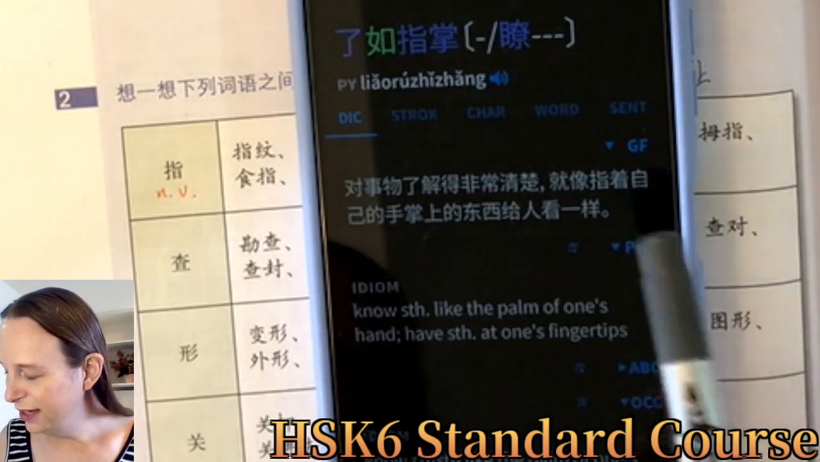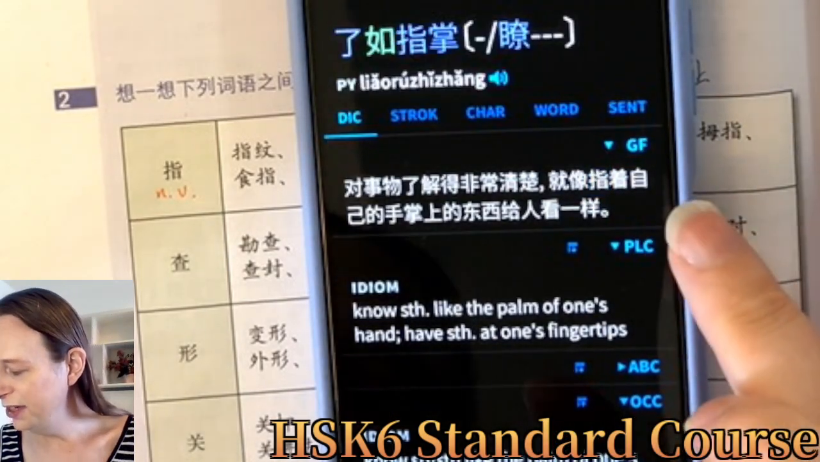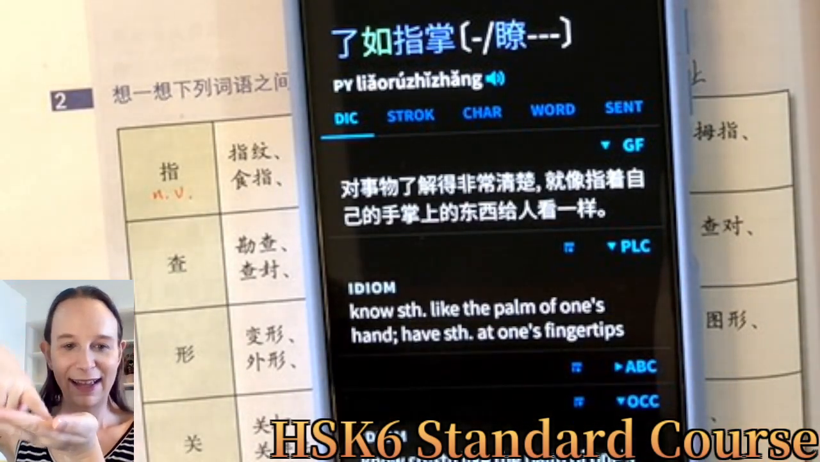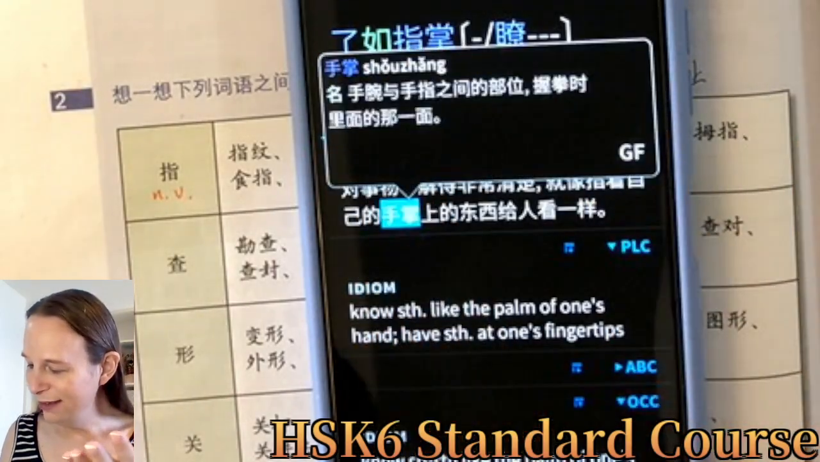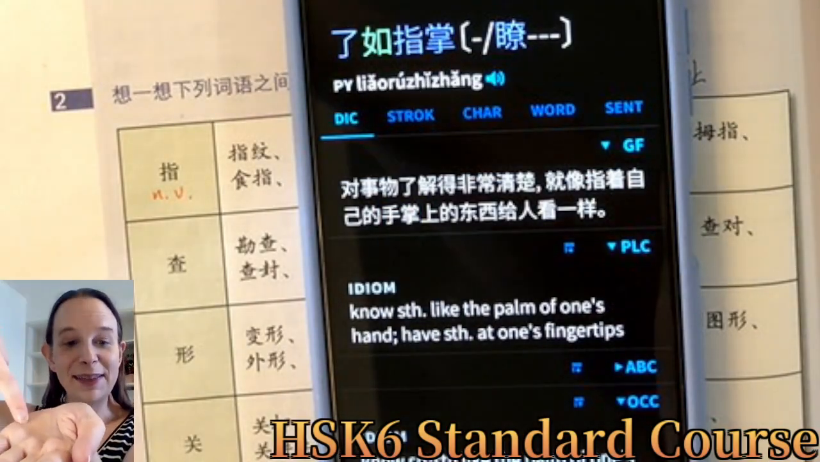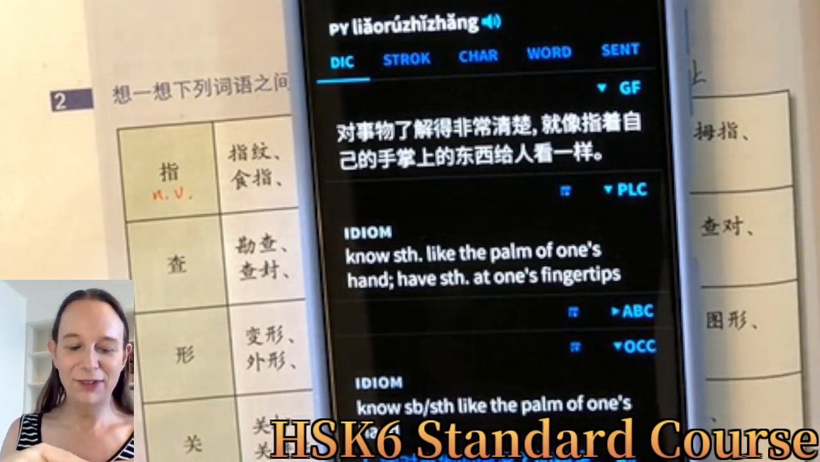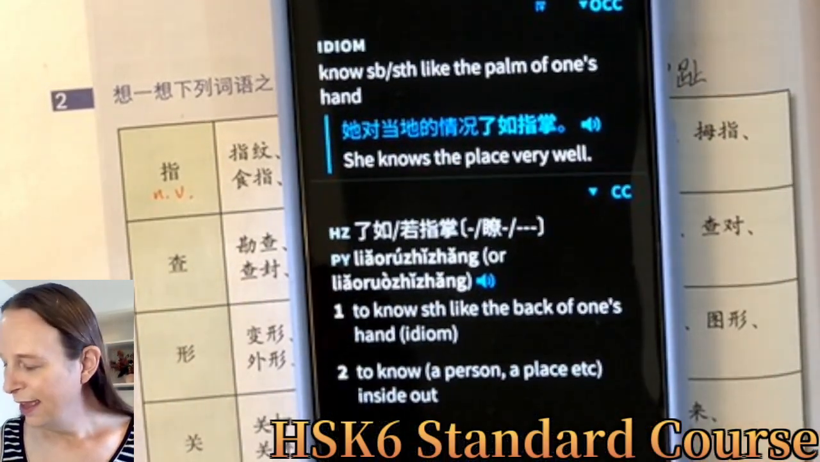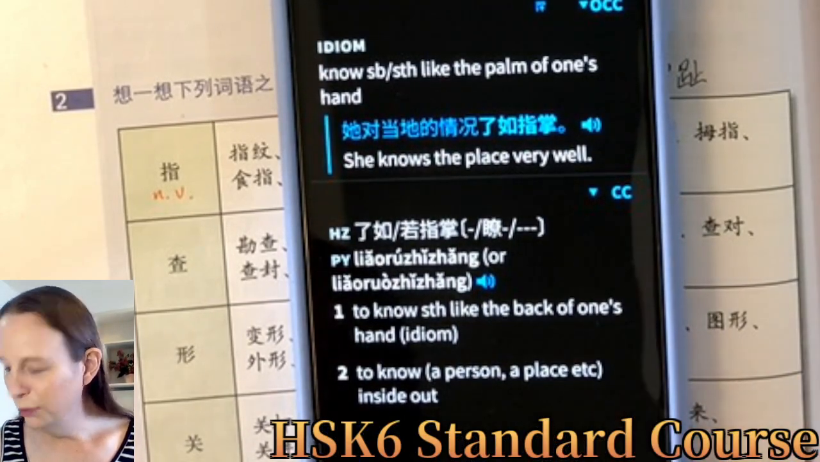Anyway, 指着, this 指着 is a verb meaning to point at, right? 指着自己的手掌. So point at 自己的手掌. I'm pointing at the palm of my hand, not the back of my hand in English, palm of my hand in Chinese. 手掌. Yeah. So here, take a look. That's the palm of my hand. I'm pointing at it. Yeah. So I'm that familiar. I'm trying to explain what the palm of my hand is. So I know something very intimately. 他对当地的情况了解了如指掌.